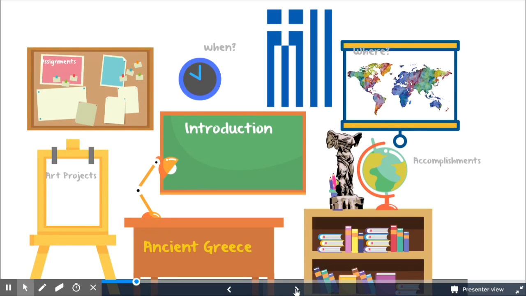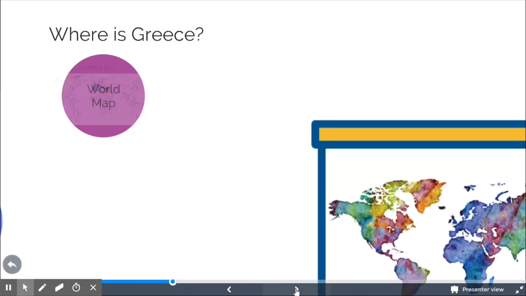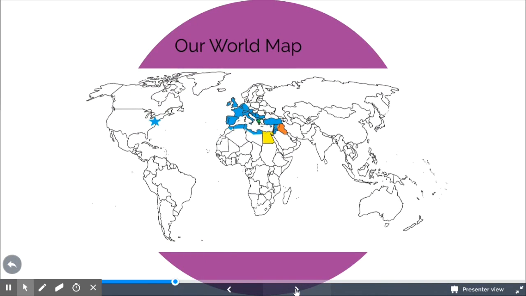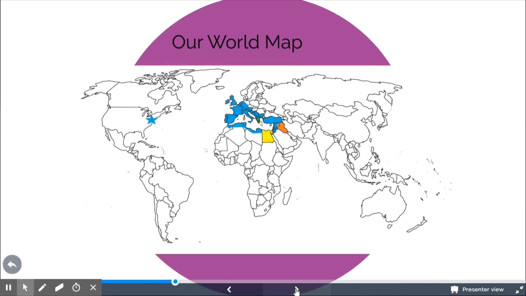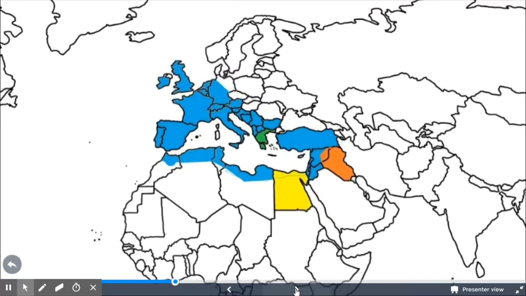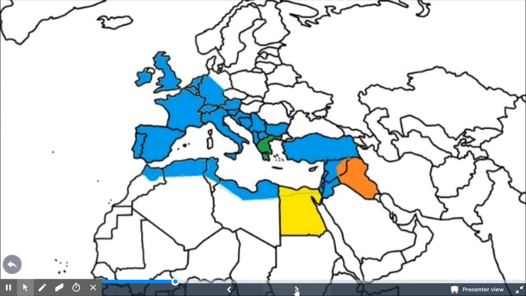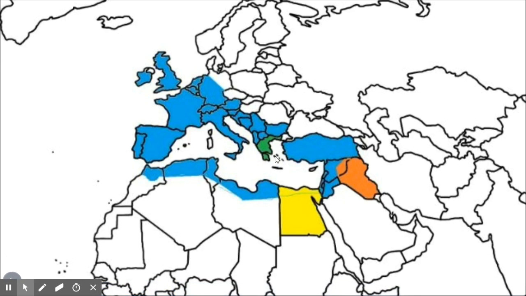All right, where is Greece? That's good to know, right? So, in your world map, it is what I have highlighted in green. So you can sort of see all the different islands that are trickling off of that. Everything that's colored is what we visited so far in this unit. But you can see right there is Greece.